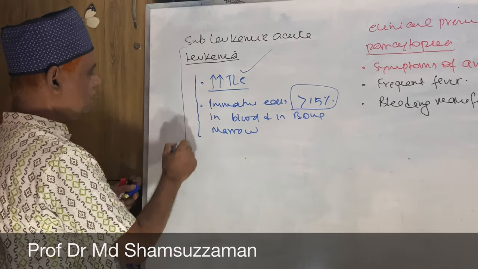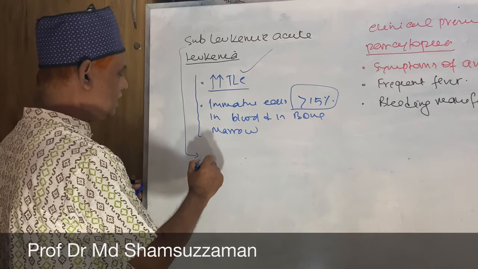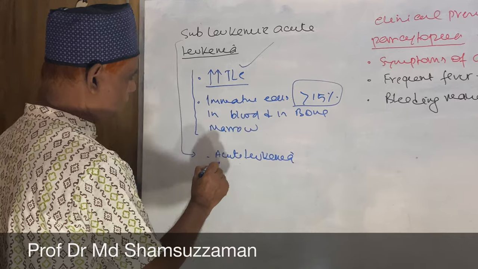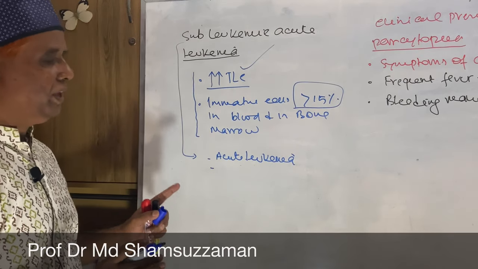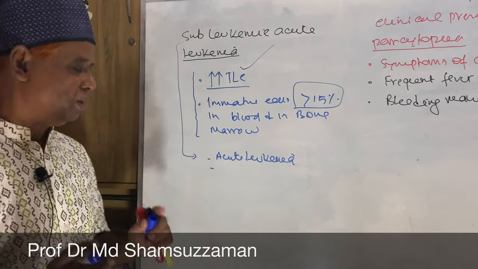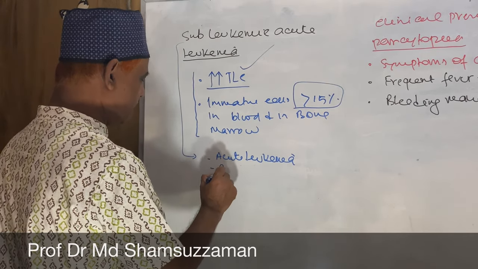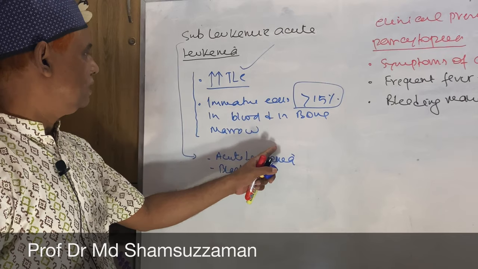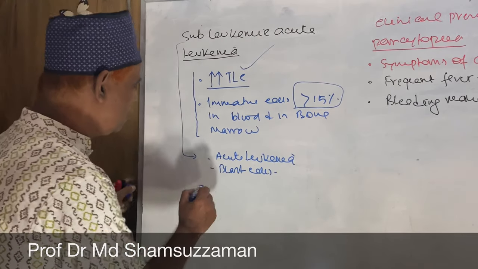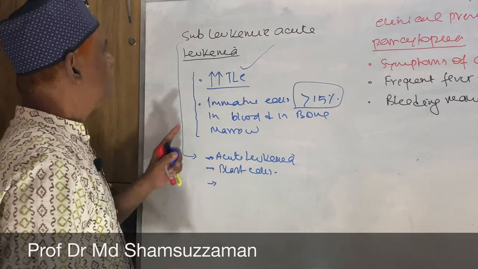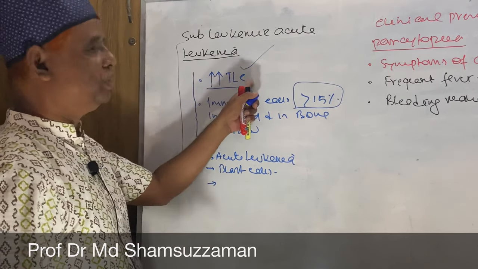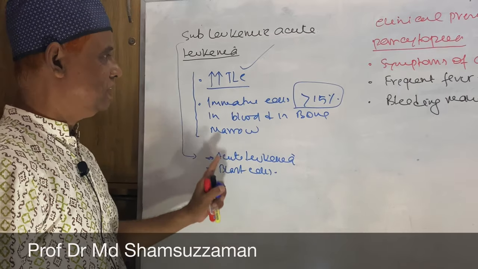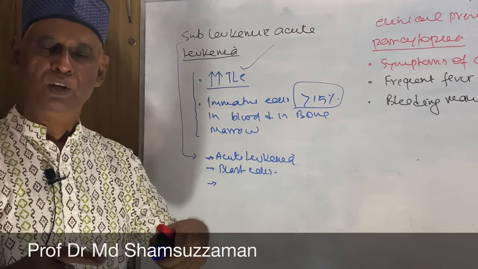What about subleukemic leukemia? In case of subleukemic acute leukemia, it is an acute leukemia, and in this leukemia there are blast cells in the peripheral blood film and in the bone marrow, either lymphoblasts or myeloblasts. As it is leukemia, we should get an increased number of TLC, but in subleukemic acute leukemia, although there are blast cells, the total count of WBC is within normal limits or below the normal limits.